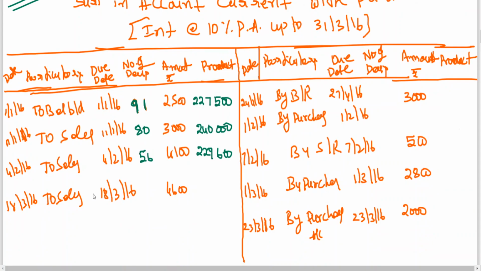Next, 18th March. In March, 31 days. 31 minus 18. It is coming to 13 days.